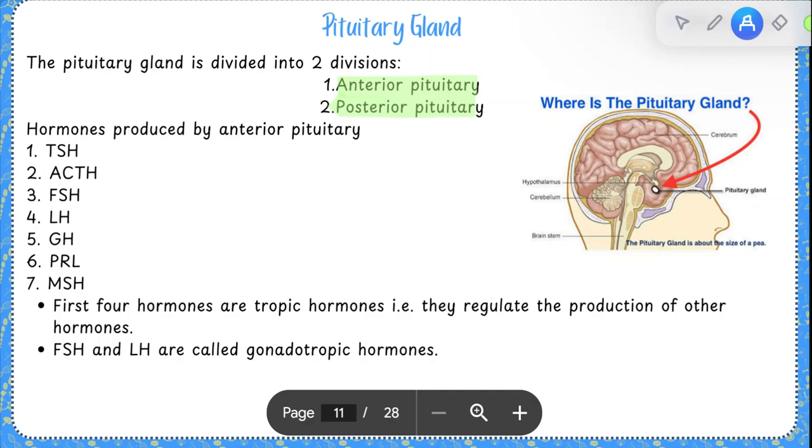The first four hormones are tropic hormones, these four, right. So they regulate the production of other hormones, meaning these go and regulate the production of others. FSH and LH are also called gonadotrophic hormones because they are associated with the gonads.